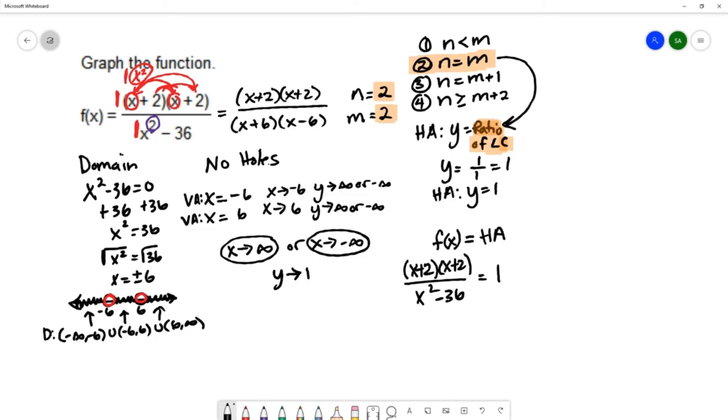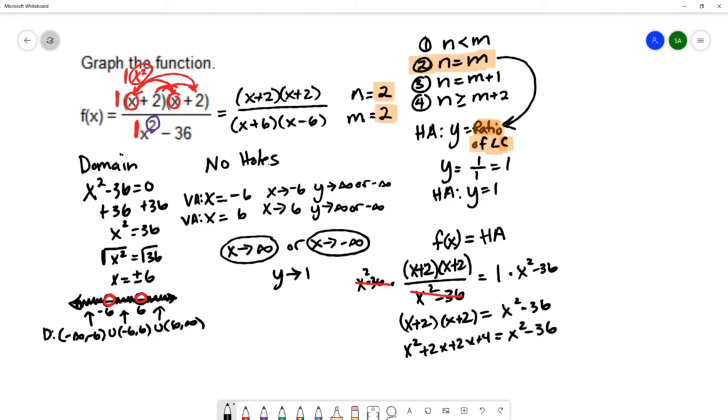So to solve this equation, I'm going to multiply by the denominator on both sides, multiply by x squared minus 36 on the left, and x squared minus 36 on the right. That's going to cancel out the denominator on the left, leaving me with x plus 2 times x plus 2. And on the right, I have x squared minus 36. I'll multiply out x plus 2 times x plus 2. That's x squared plus 2x plus 2x plus 4 equals x squared minus 36.